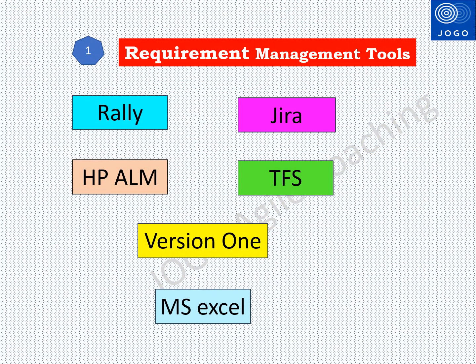The first activity done by the Agile team is requirement management. In the requirement management phase, epic features and user stories will be created and managed by the product owner. A few popular tools used by the Agile teams for requirement management are Rally, Jira, HP ALM, TFS (Team Foundation Server from Microsoft), VersionOne, and Microsoft Excel.